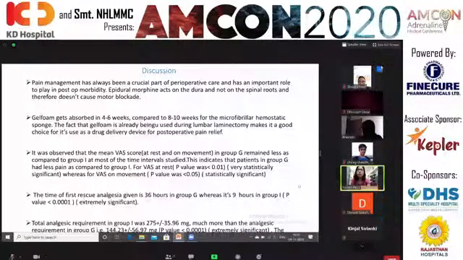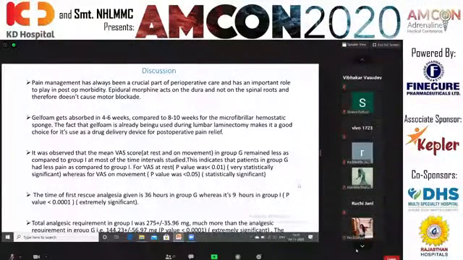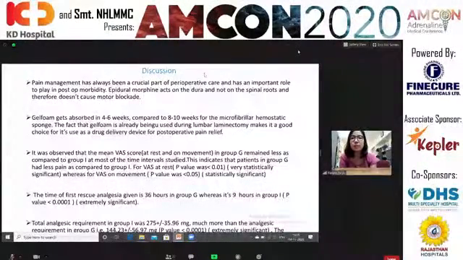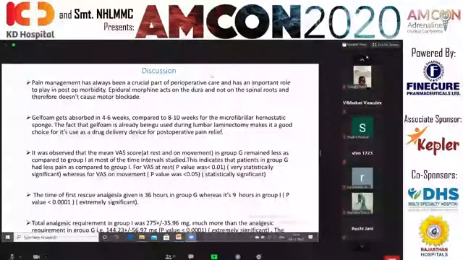It was observed that the mean VAS score at rest as well as on movement in Group Z remained less as compared to Group I at most of the time intervals. This indicates that patients in Group Z had less pain as compared to Group I. For VAS at rest, the p-value was less than 0.1, and on movement the p-value was less than 0.5, which is statistically significant. The time of first rescue analgesia was 36 hours in Group Z, whereas it was 9 hours in Group I. Total analgesic requirement was more in Group I as compared to Group Z. Next slide, please.